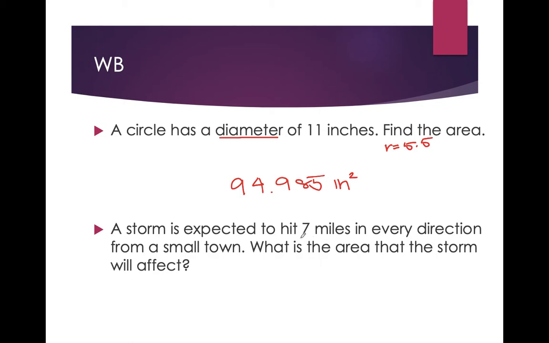Okay, now this second one's a little tricky. This means that the storm is here and then it's going 7.5 miles in every direction. So that is the radius, 7, not 7.5, 7. So you should use 7 as your radius and find the area, and that would be 153.86 square miles. Miles is MI.